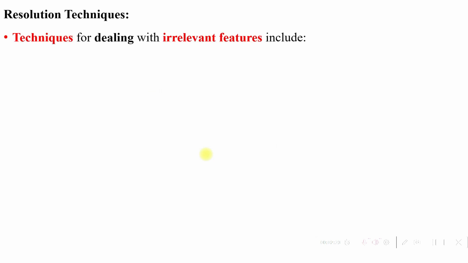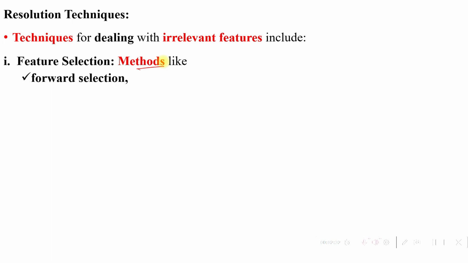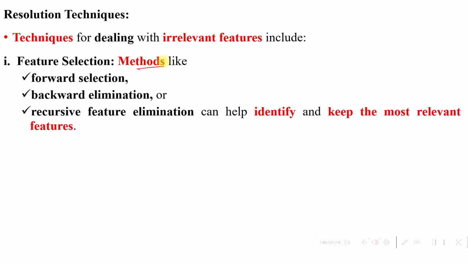Now, resolution techniques for irrelevant features. Techniques for dealing with irrelevant features include feature selection. You can apply methods like forward selection, backward elimination, or recursive feature elimination, which can help identify and keep the most relevant features in the dataset.